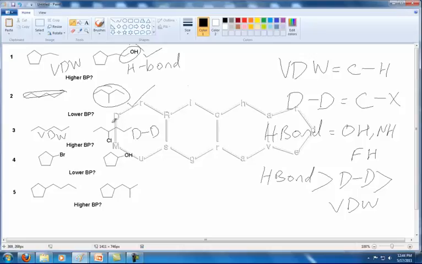Now, it's easy to look at this and think, hang on, isn't this going to have to do with branching as well? No, this has nothing to do with branching. Branching is only when we're talking about carbons coming off the main carbon chain. Here we don't have carbons coming off the main carbon chain, we've just got a chlorine coming off the main carbon chain. So we're not talking about branching here, we're talking about a completely different force, that being dipole-dipole. Since dipole-dipole forces are stronger than van der Waals forces, it's this one that has the higher boiling point.